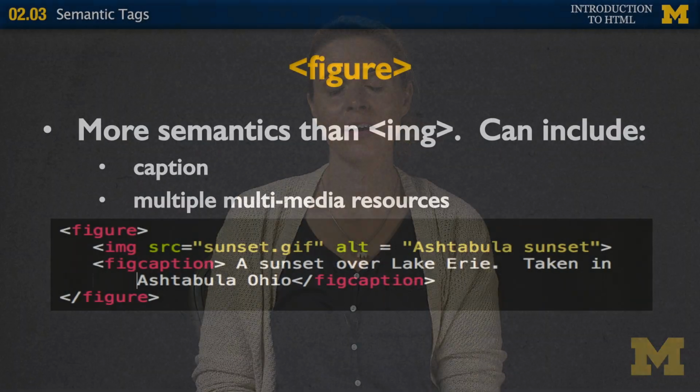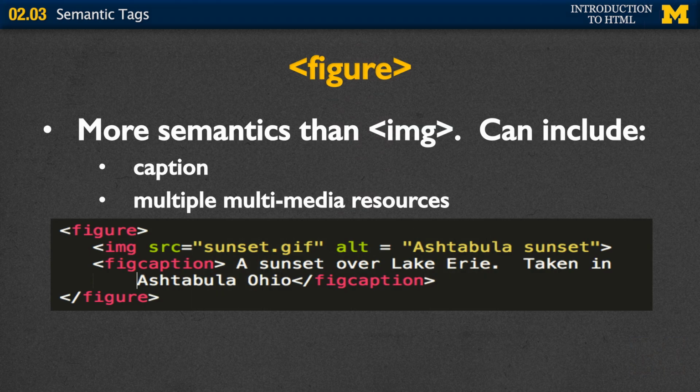Some of our other semantic tags have a little bit more oomph to them. So for instance, one of the new tags is the figure tag, and it has a lot more semantics than the image tag we've gone over previously. Every figure can include additional information. So you can include an image, you can include multimedia, you can include a combination of all of them. But it also has some additional tags, such as the figcaption.